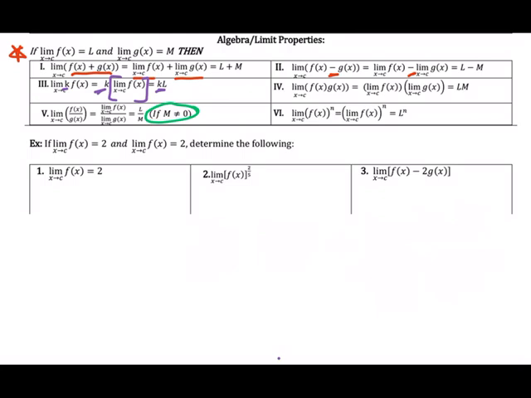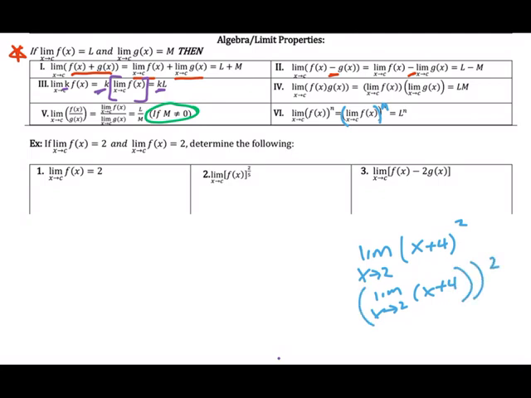The next one on here says that if we are taking the limit as x approaches c of some function to a power, what we can actually do is we can take the limit and then apply the power afterwards. So if I had the limit as x approaches 2 of x plus 4 squared, I could rewrite that as the limit as x approaches 2 of x plus 4, and I could take the whole limit and raise that to the power of 2.